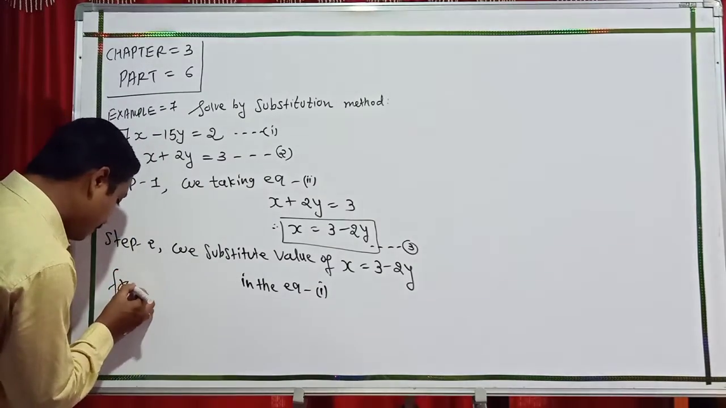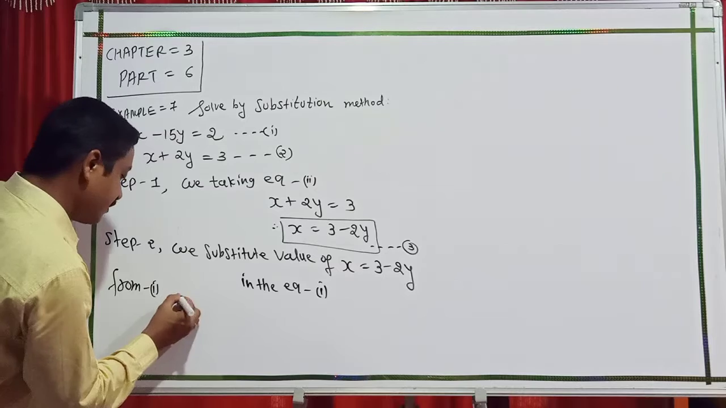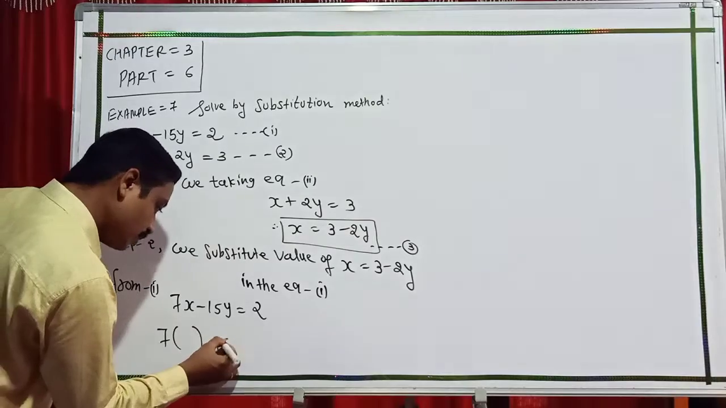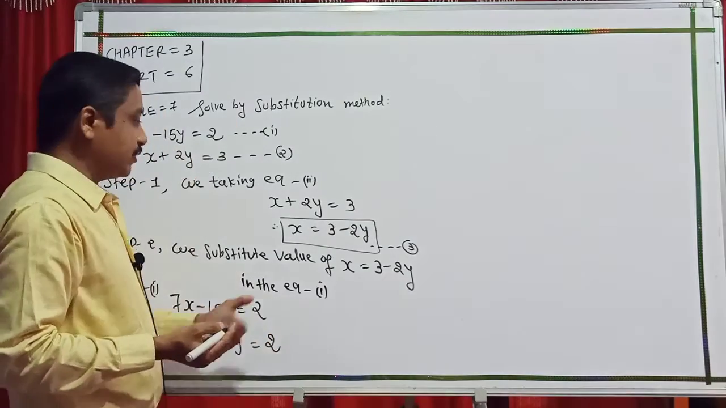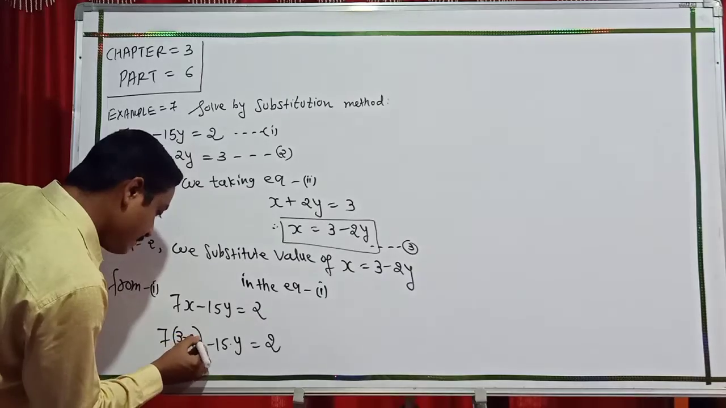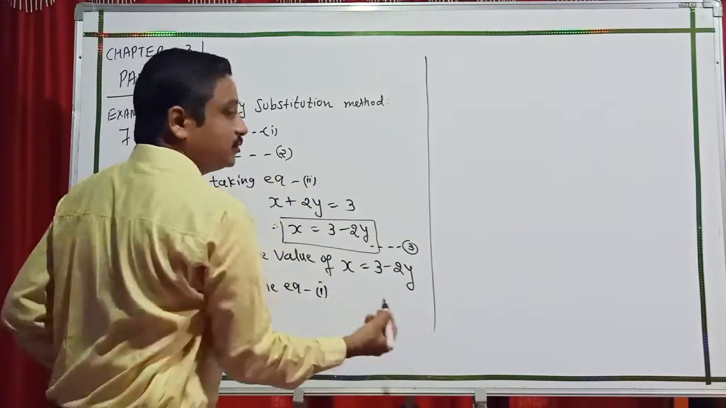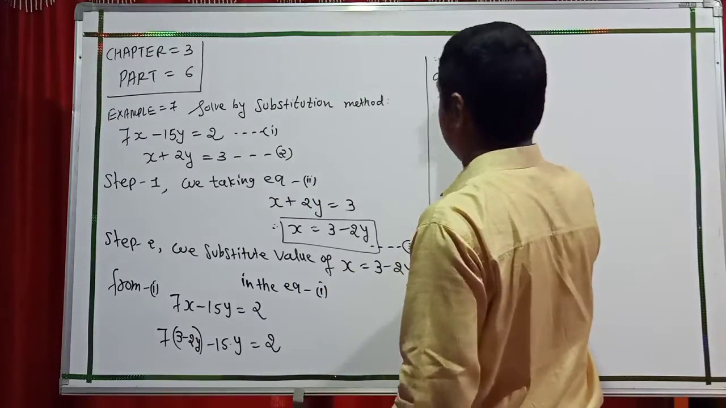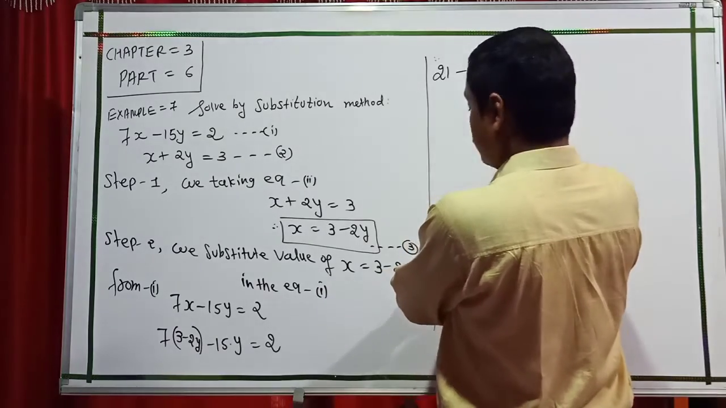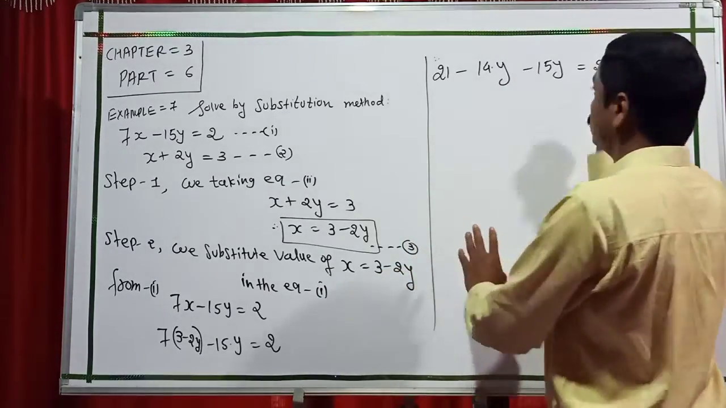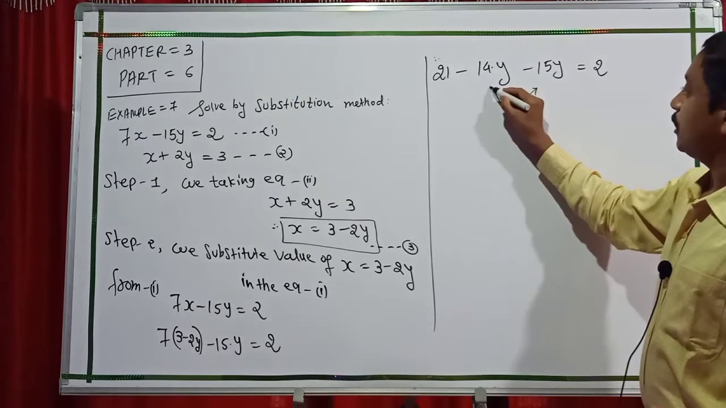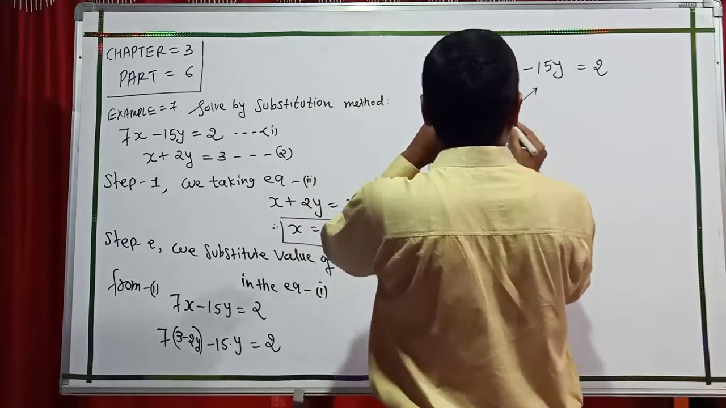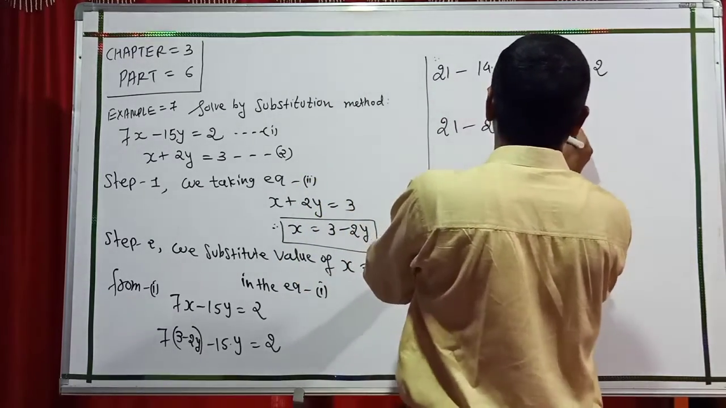So what is equation 1? 7x minus 15y is equal to 2. Apply the value for x, 3 minus 2y, and easily take out the multiplications. First of all, 7 3s are 21, 7 2s are 14y, and minus 15y, is equal to 2. Minus 14, minus 15: 14 2s are 28, and 29y is equal to 2.